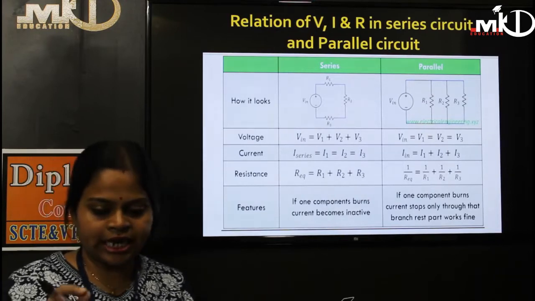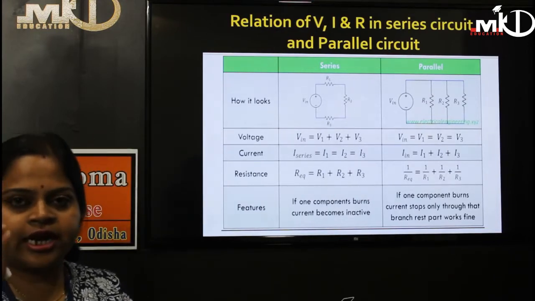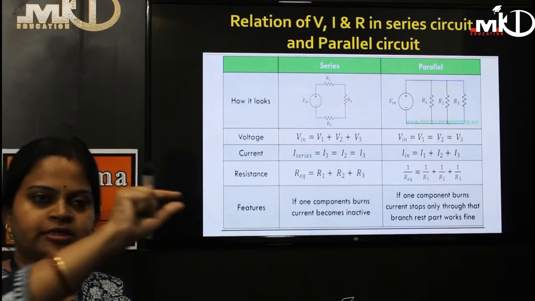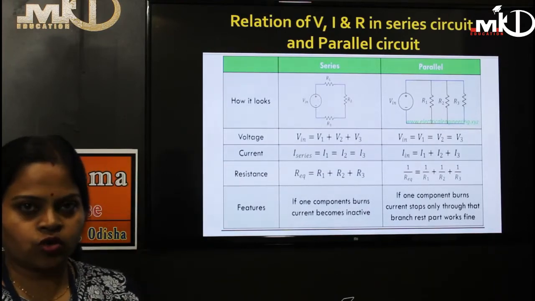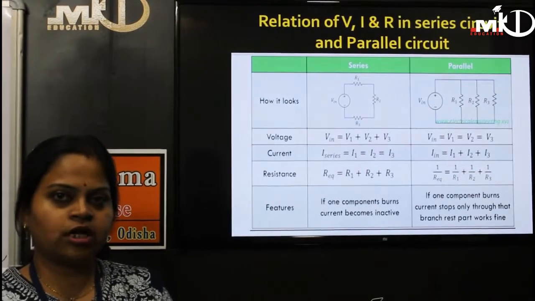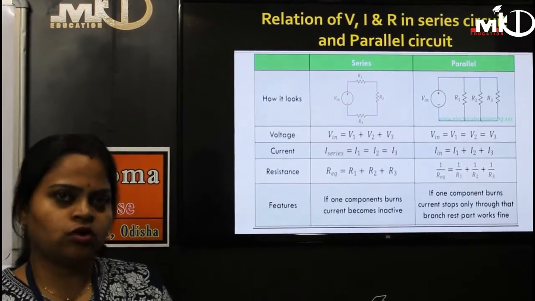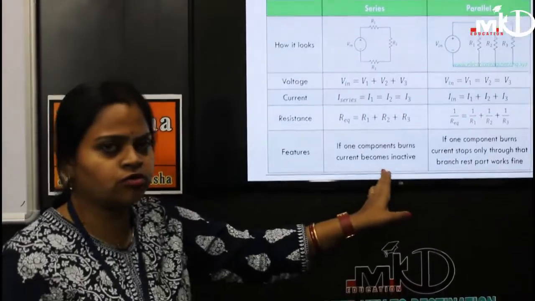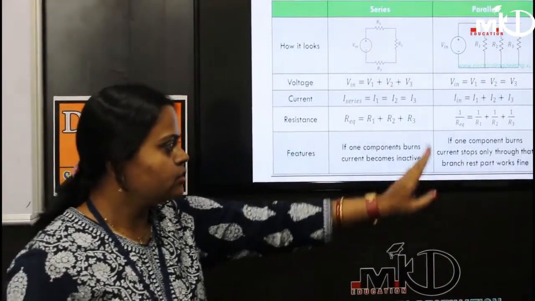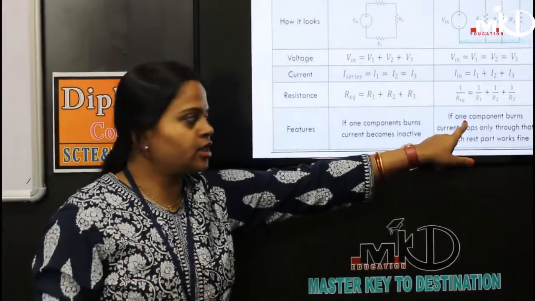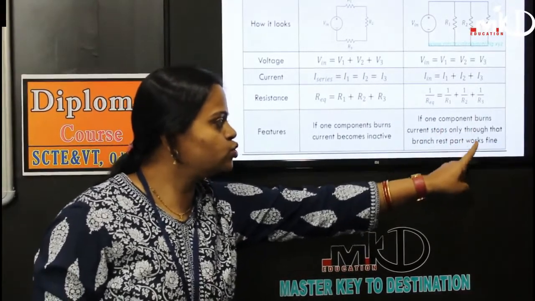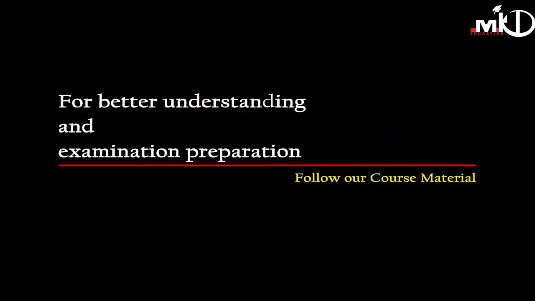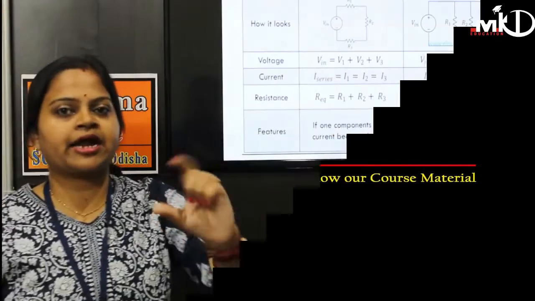So obviously in case of series circuit, we are connecting it back to back, means it is a simple one path, one closed path. So if one part will burn, obviously the whole circuit will be burned out or inactive. But this is the advantage of parallel circuit, if one component burns, current stops only through that branch and the rest part will be active.